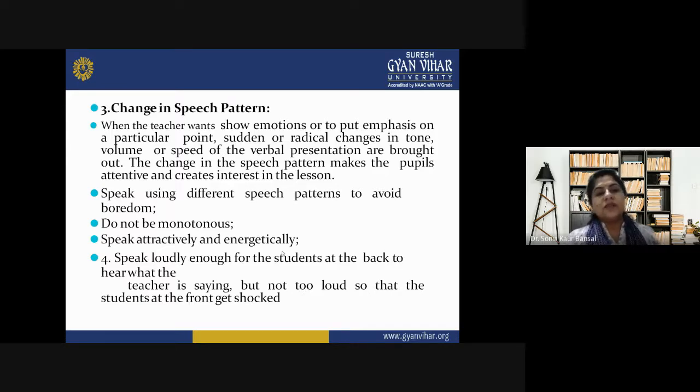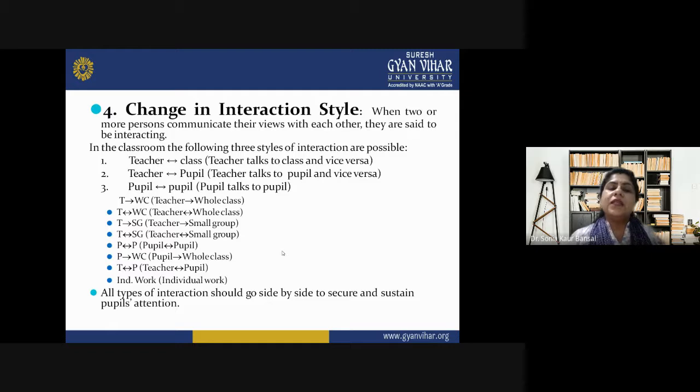So this is something, students, you must remember while teaching in the classroom, and we are talking about the skill of stimulus variation, so you must take care of all these things. Now, change in interaction style. This is the fourth sub skill or component of the stimulus variation skill. There should be a change in interaction style. One style should not be followed all the time.